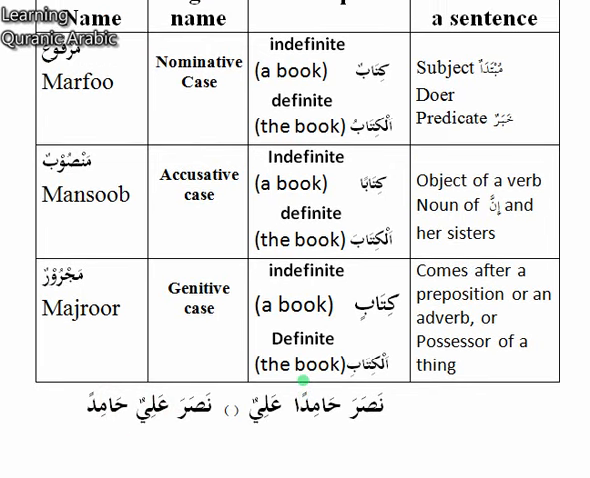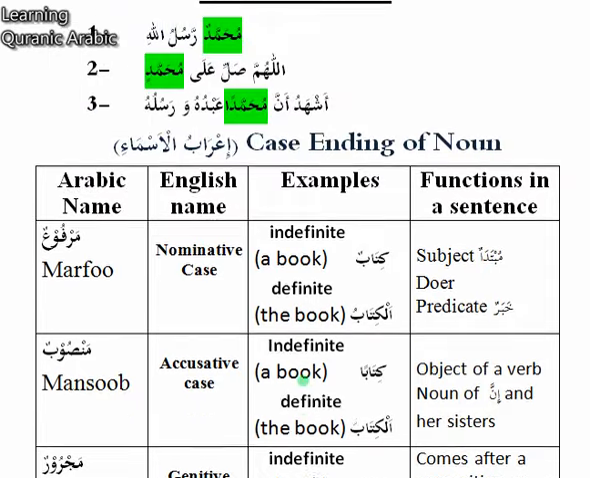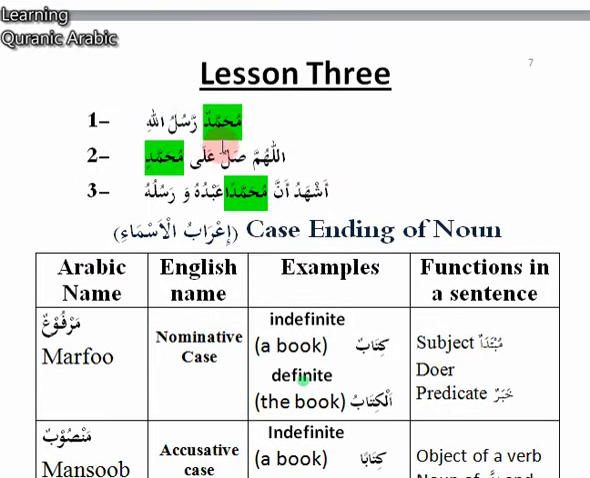So let's go to the previous examples I have given. Here Muhammadun Rasulullah. Why is it marfu? Why does it have tanween damma? Because this noun is a subject here. That's why it should be marfu.